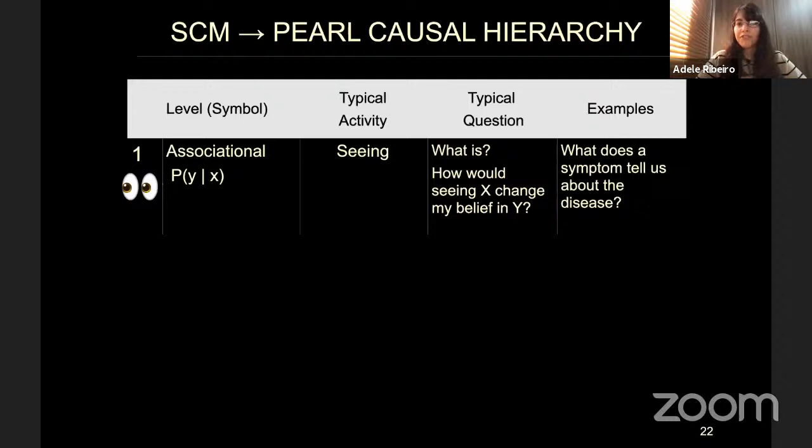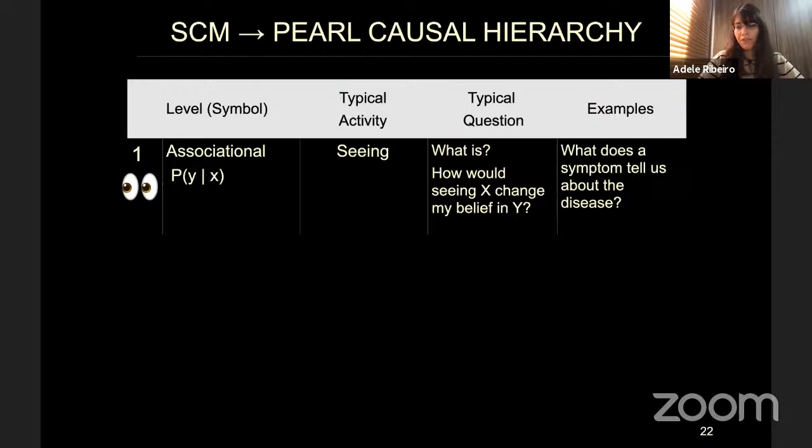In this level is where most of the classical statistics lives. So machine learning, regression analysis, all these classical data science tools live in the associational rung, the associational level. Everything that we can say when we do some associational analysis is about predictions. You cannot say anything about causal inference here.